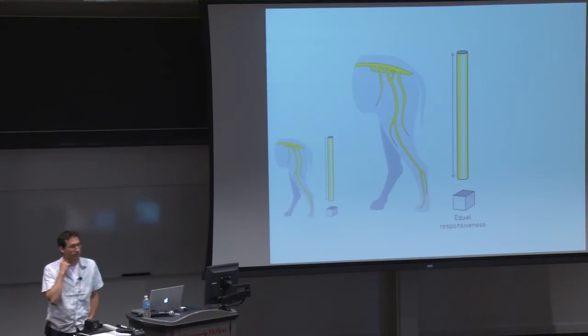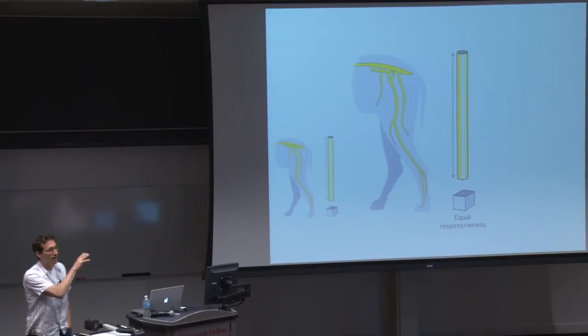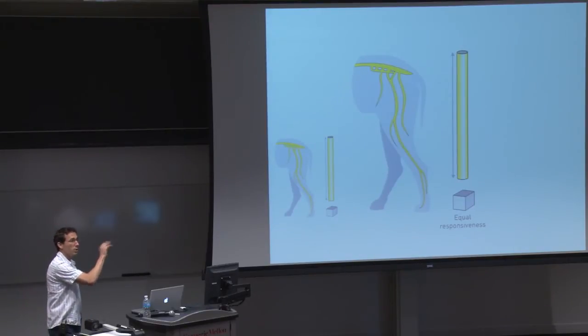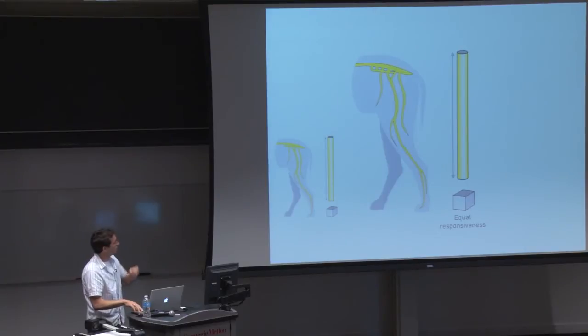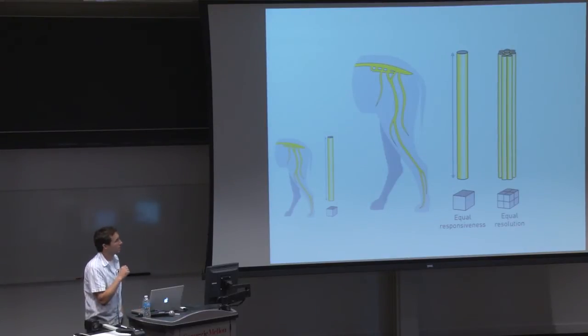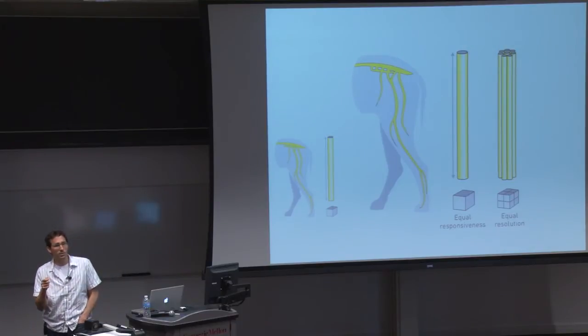This would be equal responsiveness. But the problem now is you have an 8 times bigger volume, but still only one nerve fiber. So another way this might change is you say, well, let me actually innervate the same volume every time, in which case I'd have to have 8 times the number of nerve fibers.